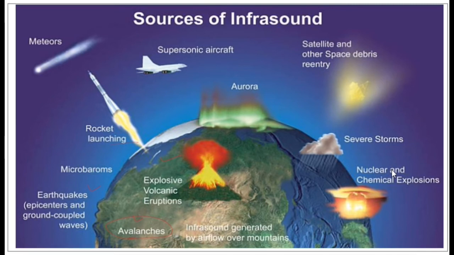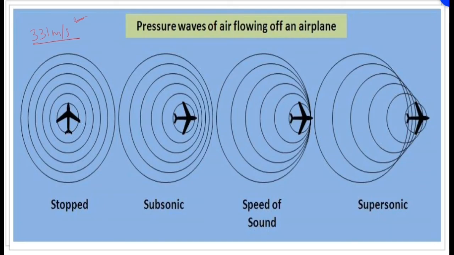So we know that the speed of sound is approximately 331 meter per second. So in case of subsonic, the speed of the object is less than the speed of sound. Alright, it is less than 331 meter per second. Then there is supersonic, that is approximately equal to the speed of sound. And then comes hypersonic, which is very large as compared to the speed of sound.